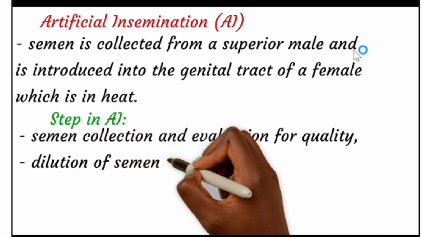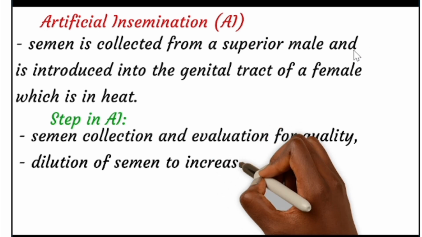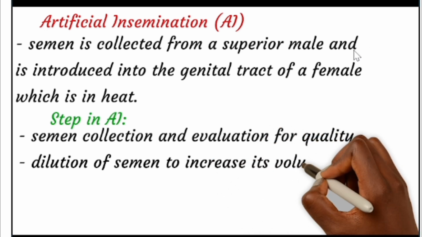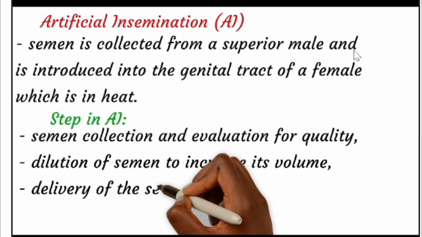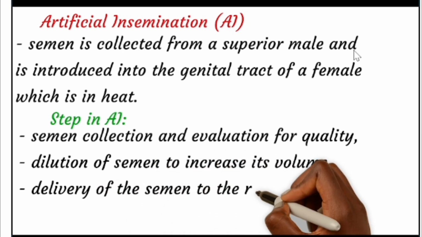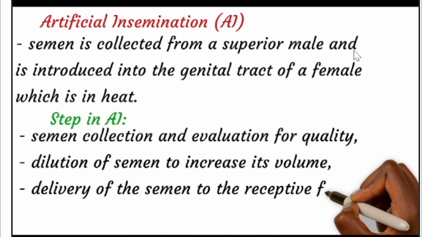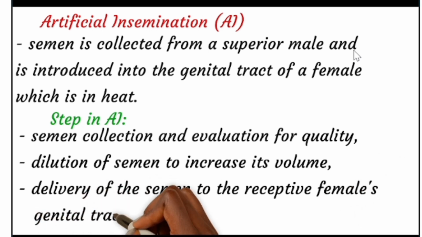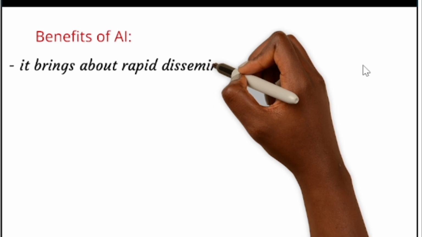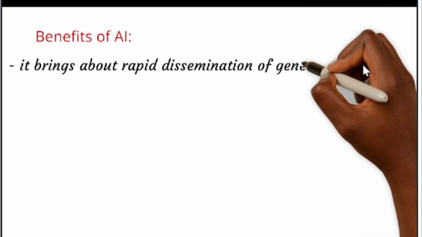So after evaluating the quality, the next thing you do is dilute the semen in order to increase its volume. After doing that, you can now deliver the semen to the receptive female, that is the female that is in heat.